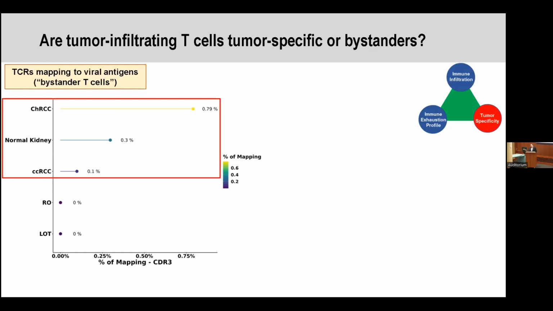Our first take at it is to use the single cell TCR data that we have to try to infer specificity. And we did this in two different ways. One is by taking those TCRs and mapping them to TCRs that have known viral specificity. Those are usually specific for things like CMV or EBV or flu, common viruses that have nothing to do with these tumors. And we can see that the T cells in chromophobe kidney cancer map to a much more significant degree to these viral specificities. So much more likely to be bystander T cells.